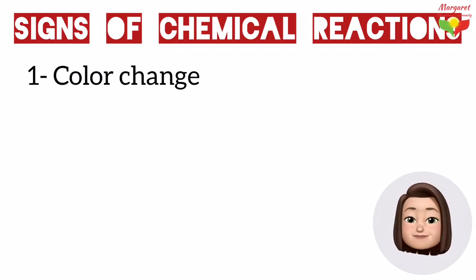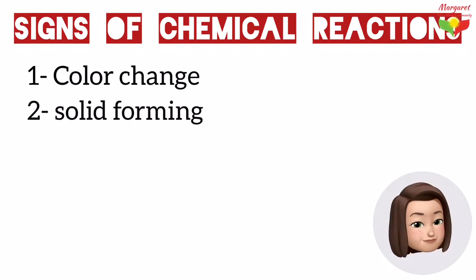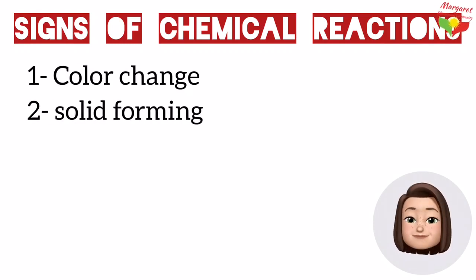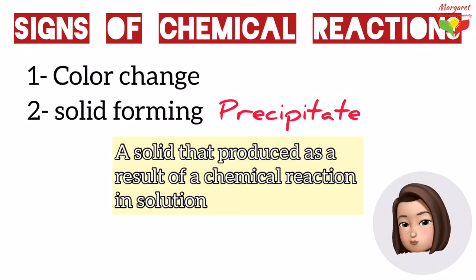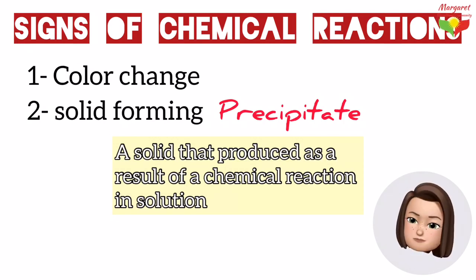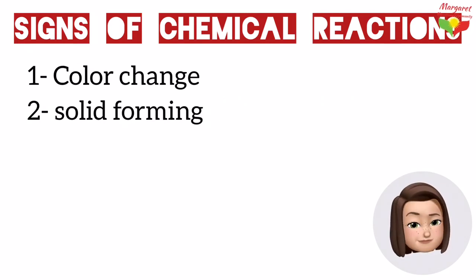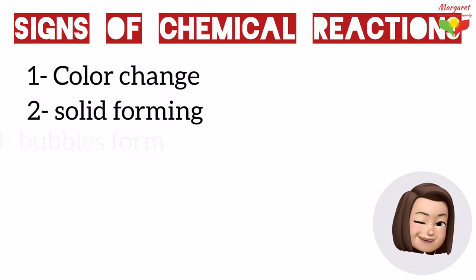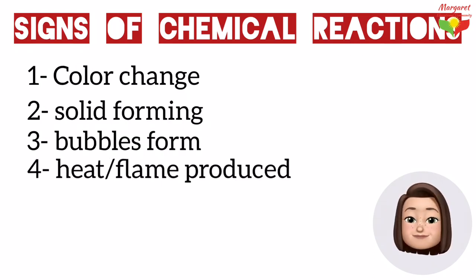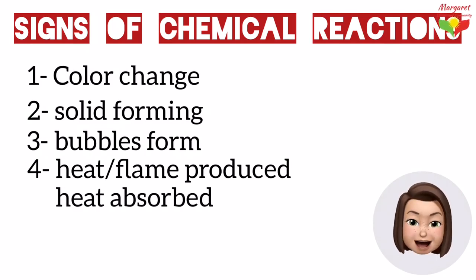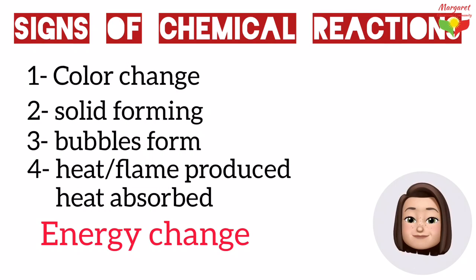Another thing that could happen is a solid forming, and that solid would be a precipitate. So what is a precipitate? A precipitate is a solid that is produced as a result of a chemical reaction in a solution. Sometimes when you have two chemicals reacting, bubbles forming could also indicate a chemical reaction. Heat or flame produced could indicate a chemical reaction. Heat being absorbed, in other words, an energy change.